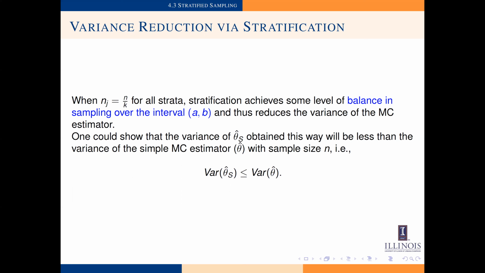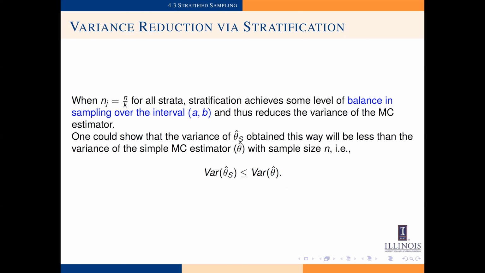So when the number of draws you obtain from each stratum is equal, so in that case it's equal to n divided by k, then stratification achieves some level of balance in sampling over the interval from A to B. Thus, it reduces the variance of the Monte Carlo estimator. In fact, we can show that the variance of theta hat s obtained this way will be less than the variance of the simple Monte Carlo estimator theta hat if we use the same total sample size of n.